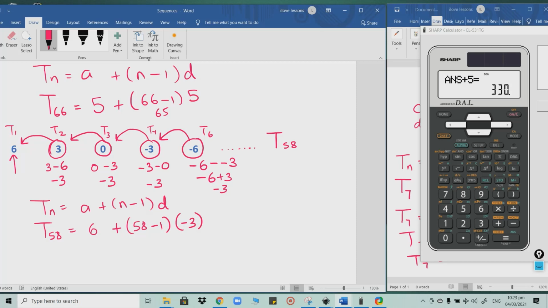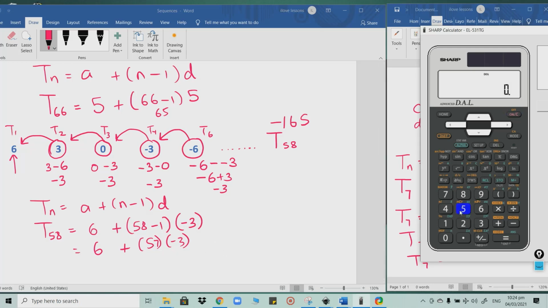Let's work this out. So we end up with 6 plus 58 minus 1 is 57 multiplied by minus 3. So I could probably type this in straight on the calculator. I have brackets and everything. 6 plus open brackets 57 close brackets multiplied by minus 3 close brackets. And I get minus 165. So my 58th term, if I were to keep minusing 3 until I reach the 58th term, would be minus 165.